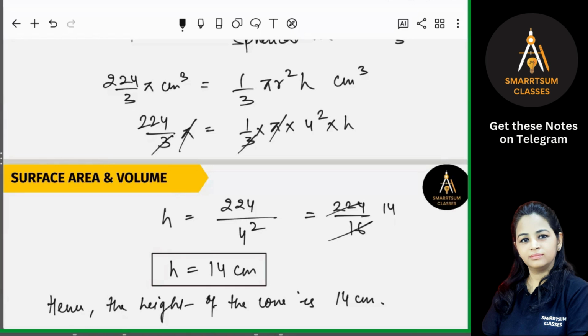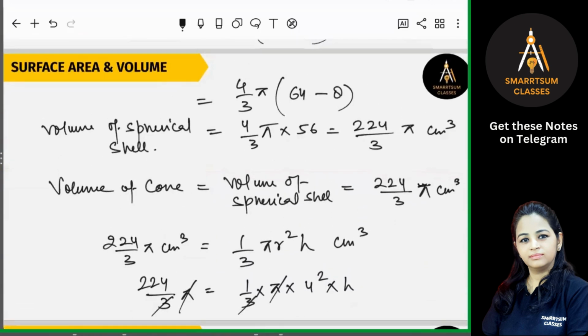So the volume of the spherical shell, the hollow sphere, and the volume of the cone, both having the same material. Getting that? And that's the reason the volume is same. So we can find the volume from the one solid, and that will be the same for the new solid. And using this, we can easily find the height of the cone. So I hope you have understood now how to do this question.